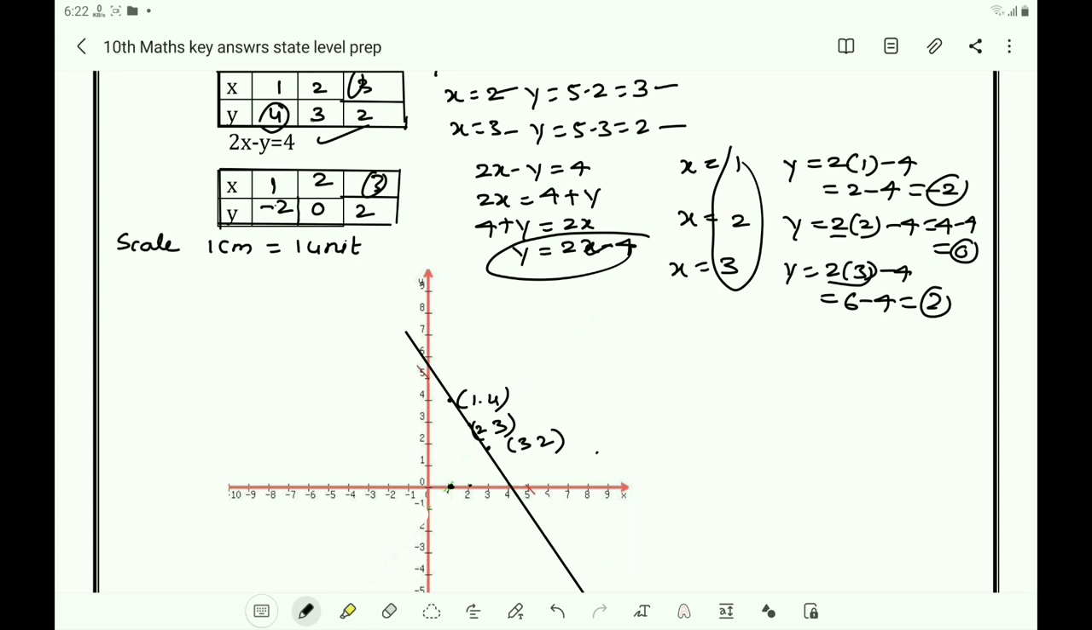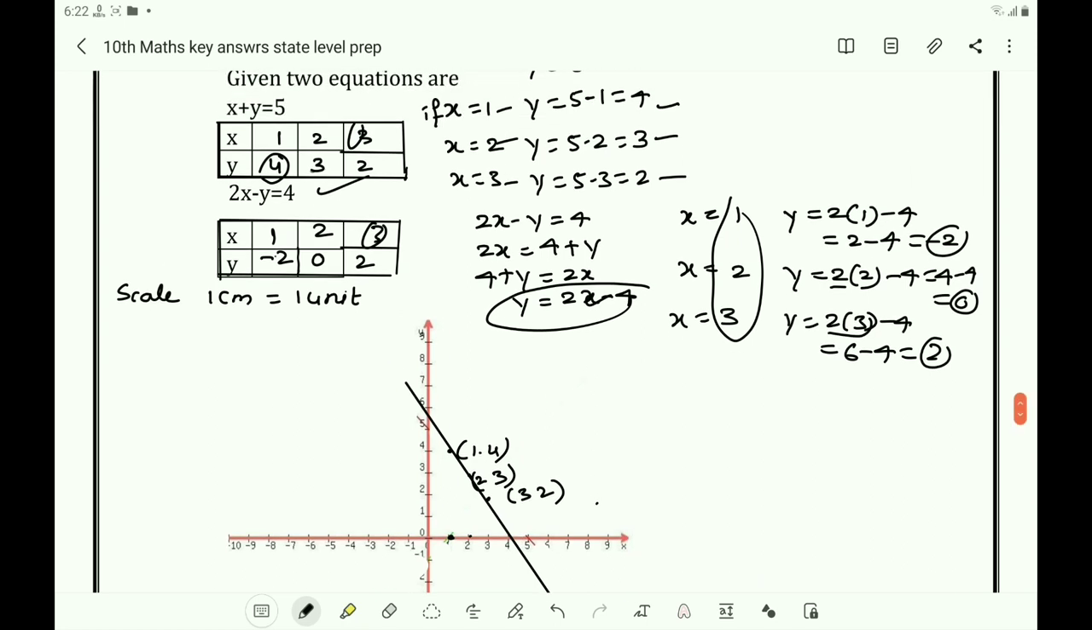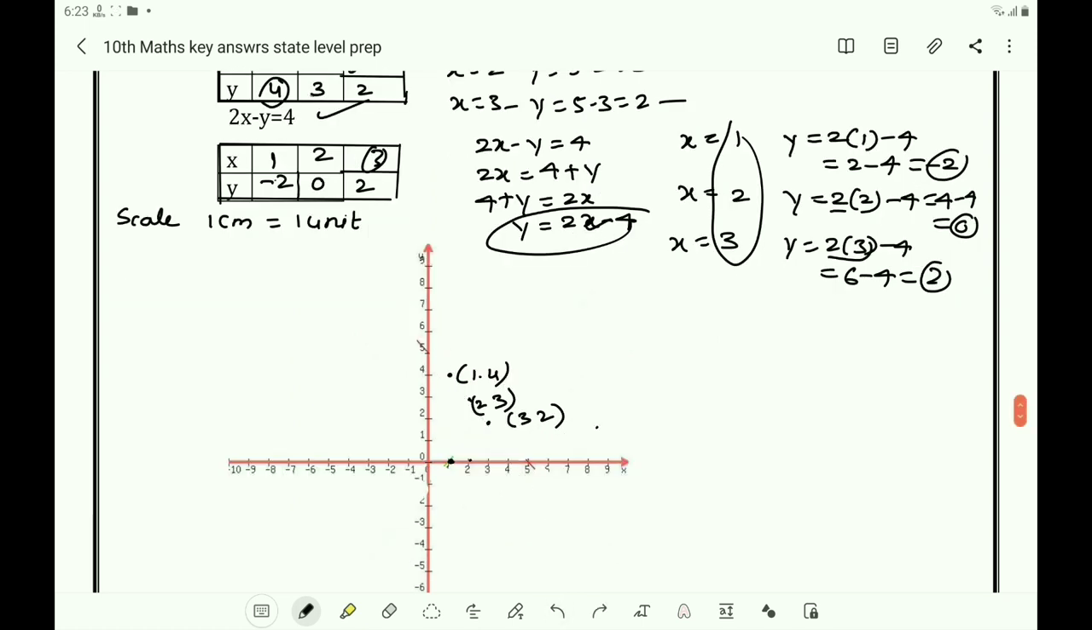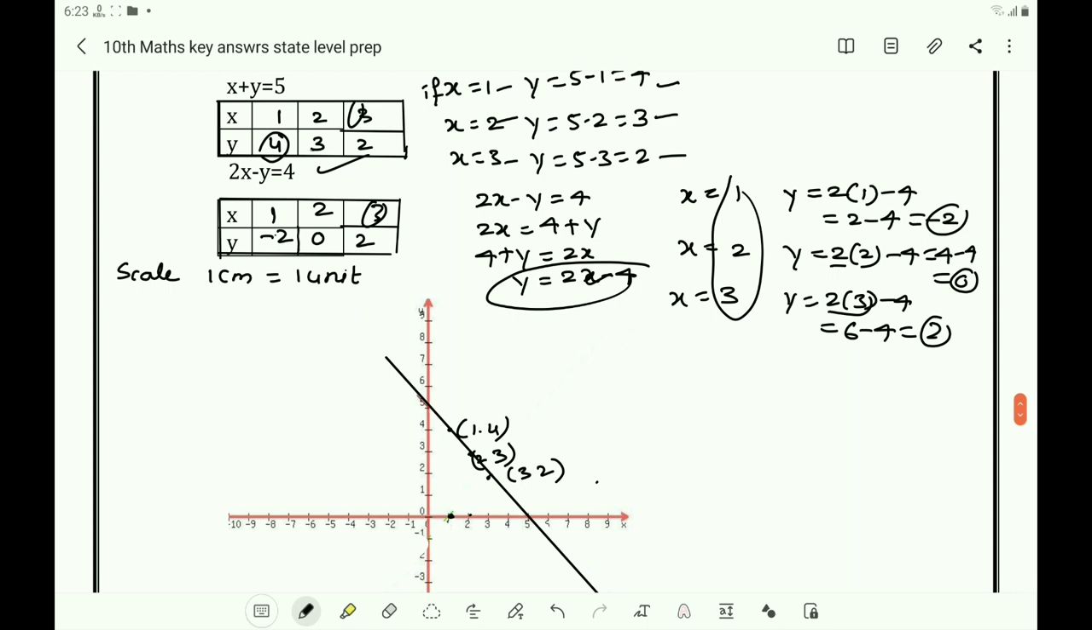Next, 1, minus 2 comes here. Then 2, 0, and 3, 2 comes here. So join them to get a straight line.